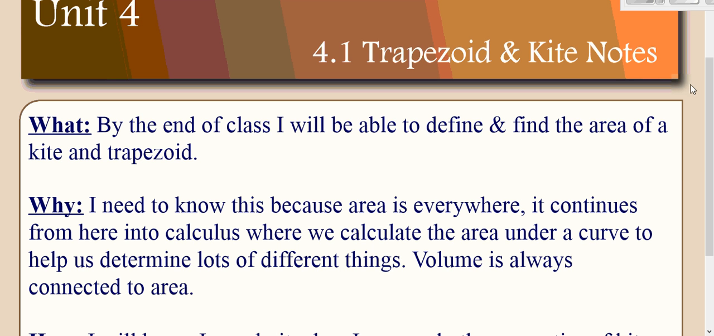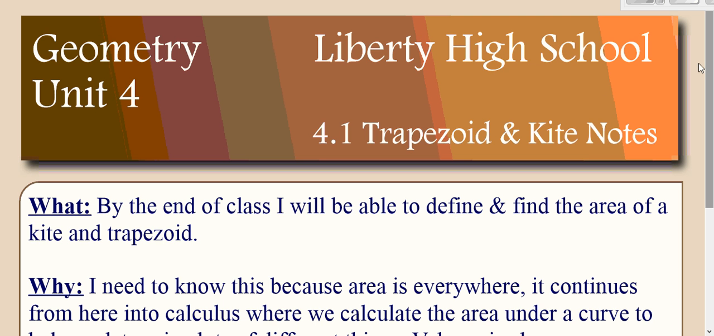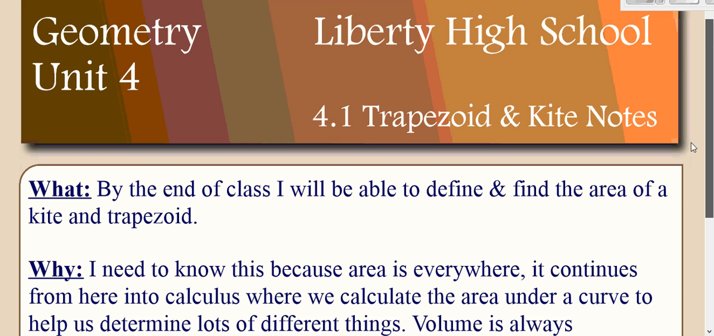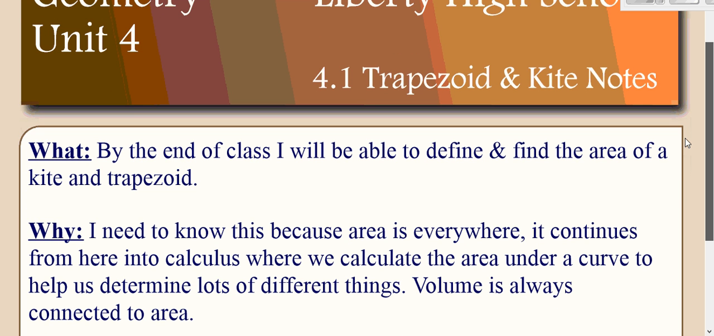In this lesson, we're looking at trapezoids and kites, special quadrilaterals, four-sided shapes. So the first thing we're going to be able to do is find areas of those kites and trapezoids.